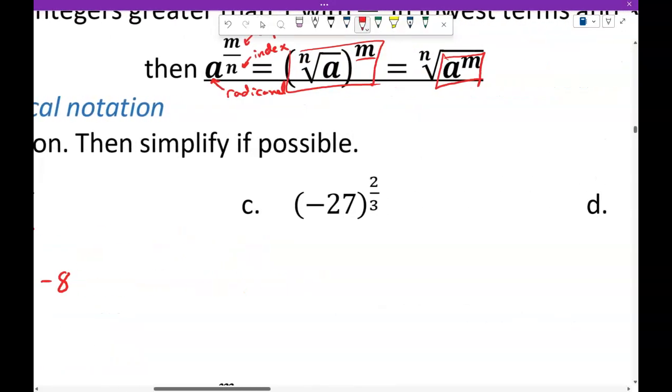The negative is inside parentheses, meaning our radicand is negative 27. We have a third root, our denominator is 3, and then we're going to square that. So the cube root of negative 27 is negative 3. And then we'll square that entire expression to get a positive 9.